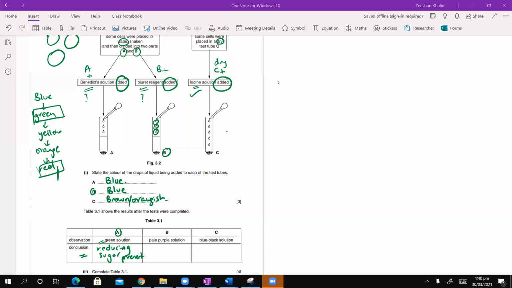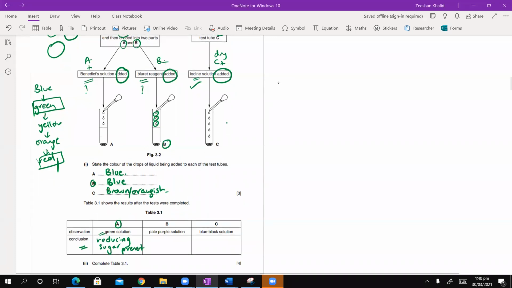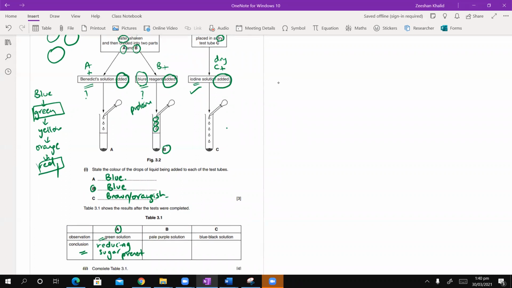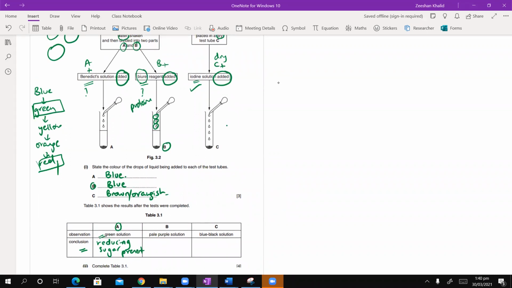Okay, so as for the conclusion for B, pale purple solution. Biuret solution हमने डाला है. Biuret is supposed to be the test for proteins, right? And a protein test is giving us a pale purple solution. What can we conclude, bachcho? Can we conclude that proteins were present? Yes, proteins are present. Excellent, proteins present.